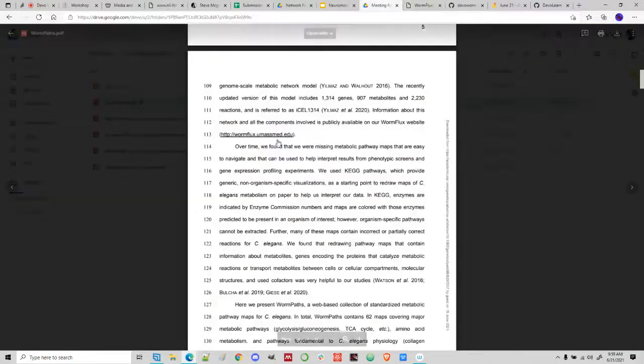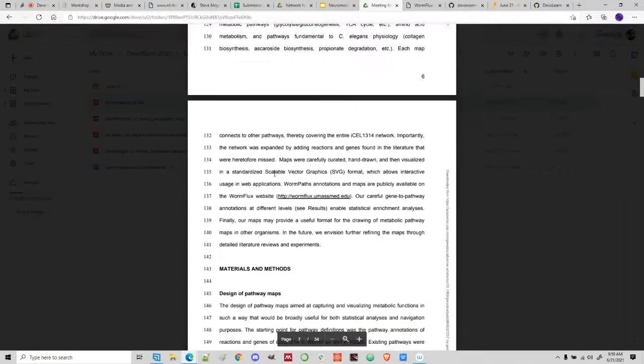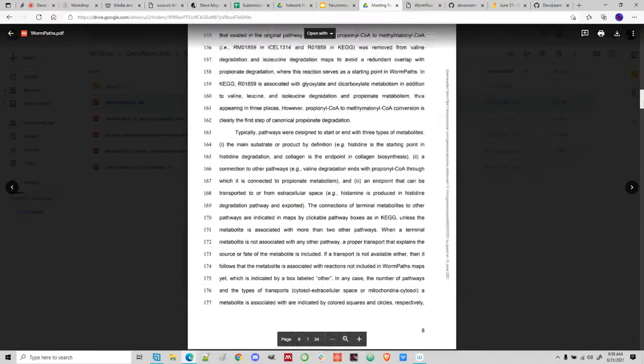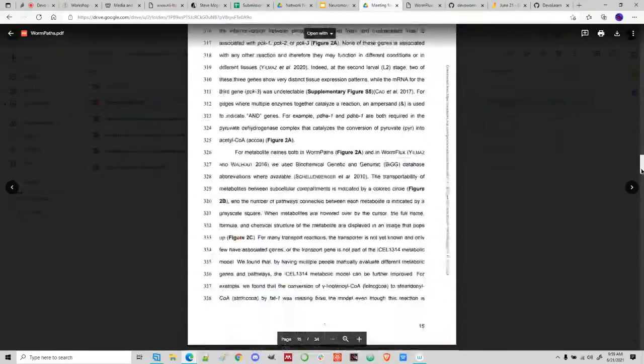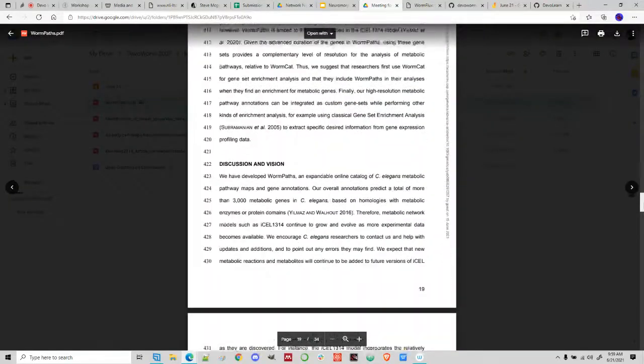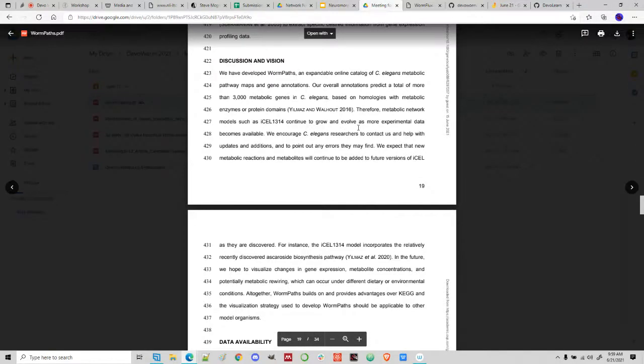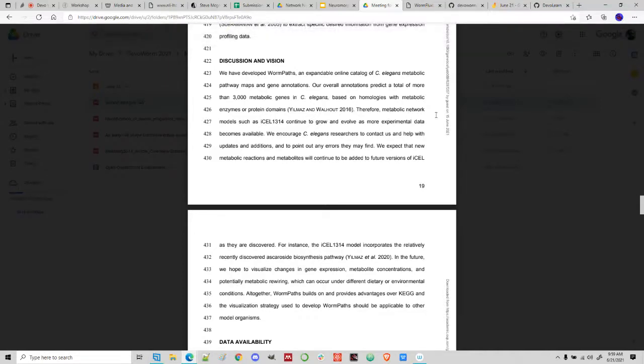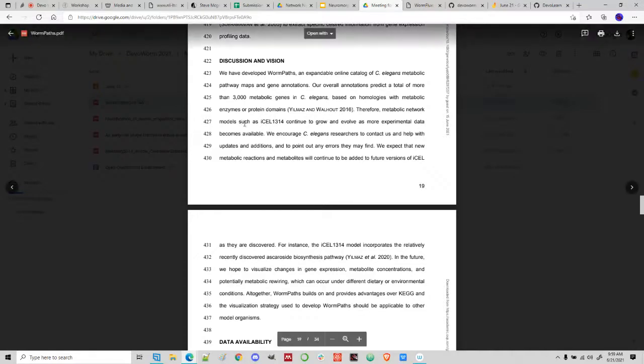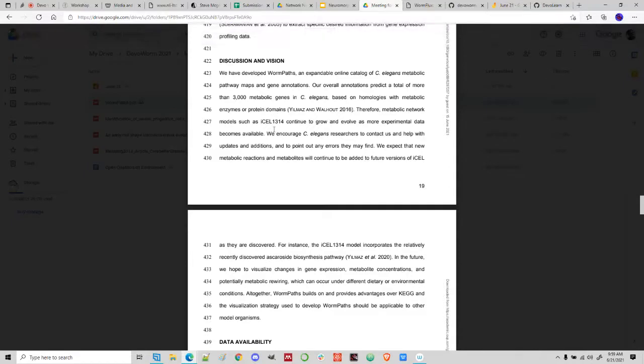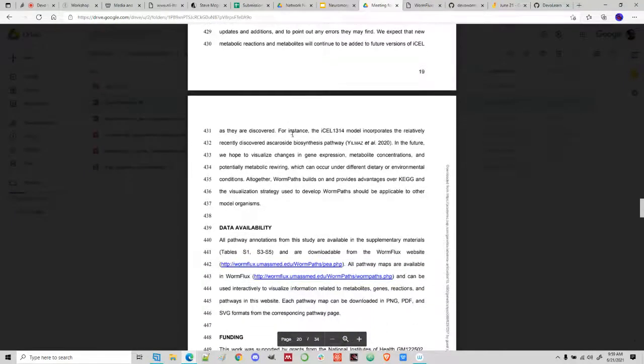And I'm kind of hoping to get back to the paper here. I don't know if they have any images of the networks or the visualizations that they're using. But so their discussion and vision, they want to develop this expandable online catalog. Metabolic network models such as iCEL1314 continue to grow and evolve as more experimental data becomes available. Okay, so as you do more experiments, they want to incorporate that into the model.